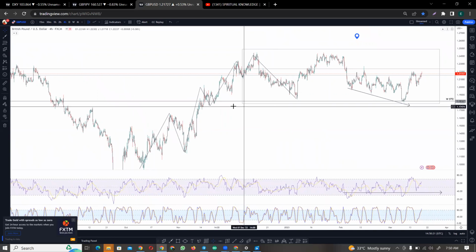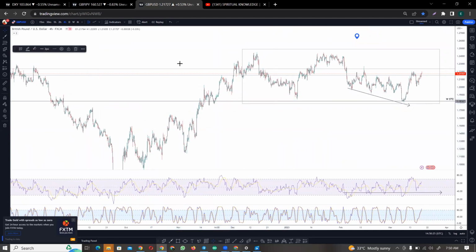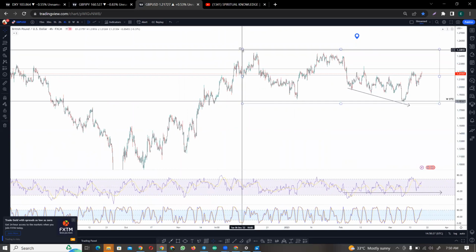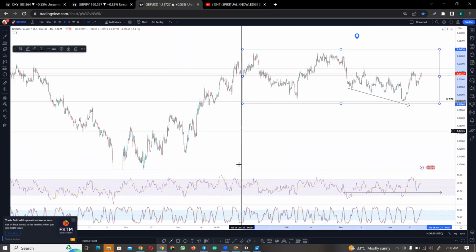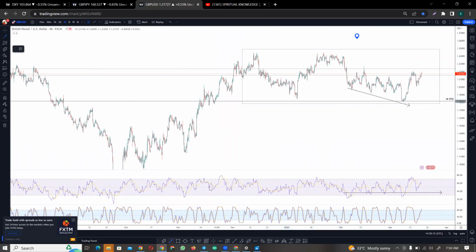So on this 4-hour, we are somehow bearish. This is bearish. We even had a bearish divergence, in the sense that the RSI is coming down while the price is going up.